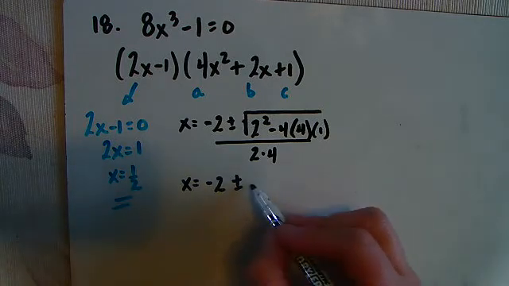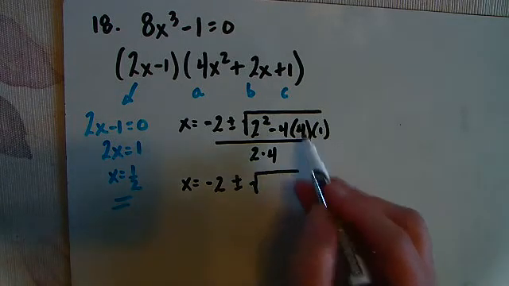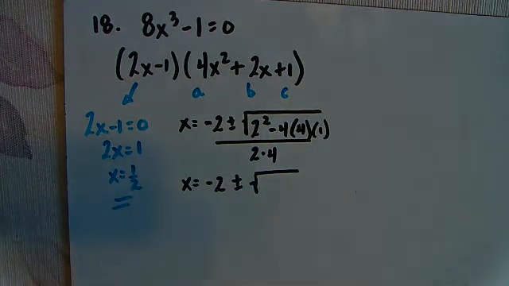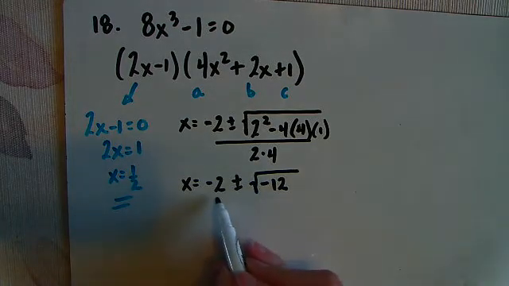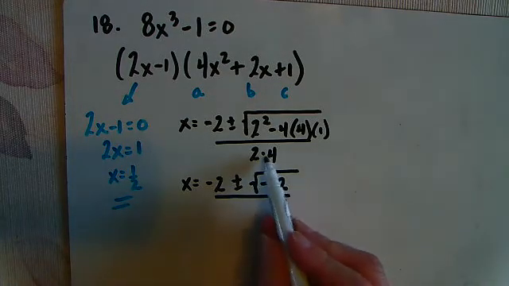I'm going to go ahead and calculate the discriminant. So just in my calculator, I'm going to punch in just the numbers that are underneath the square root. So we have 2 squared minus 4 times 4 times 1. That gives me a -12. My denominator is 8.